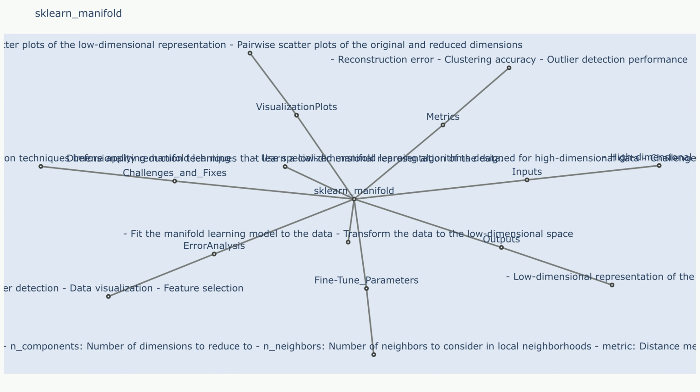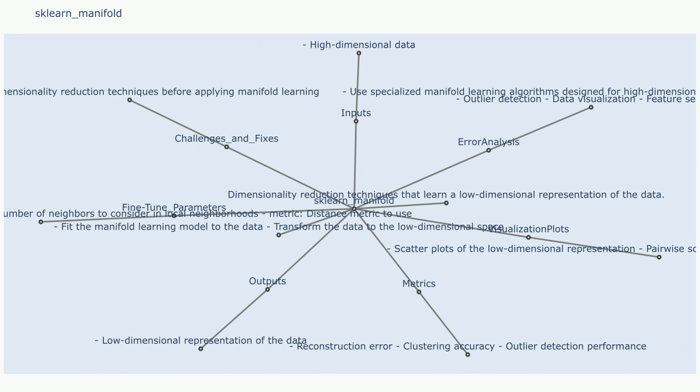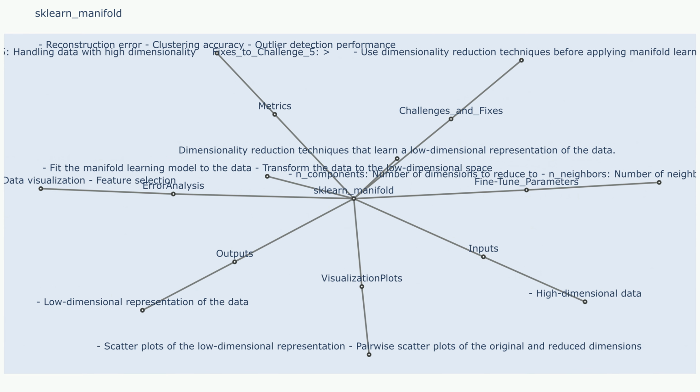Challenges and fixes. Challenge 1, high dimensionality. When the original data is highly dimensional, the manifold learning algorithm may struggle to find a suitable lower dimensional representation. Sample use case that resulted in challenge 1: a dataset with thousands of features. Fixes to challenge 1. Feature selection: select a subset of relevant features to reduce the dimensionality before applying the manifold learning algorithm. Principal Component Analysis (PCA): apply PCA to reduce the dimensionality of the data before applying manifold learning.